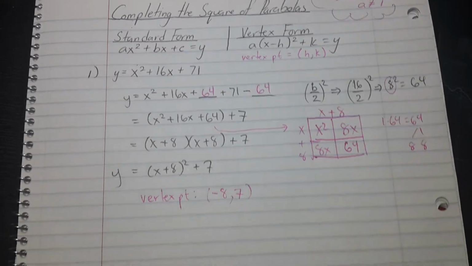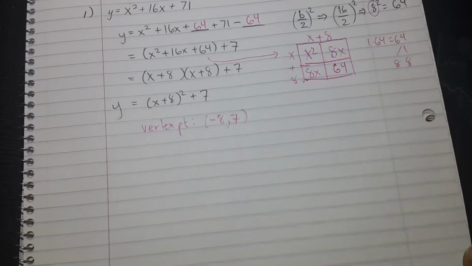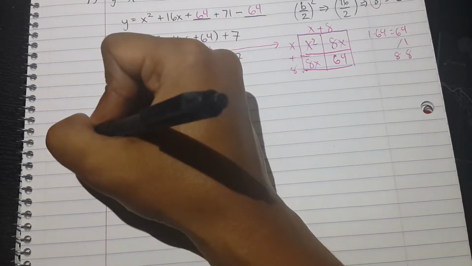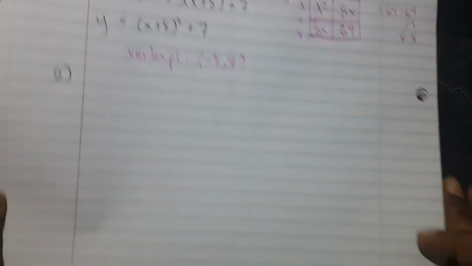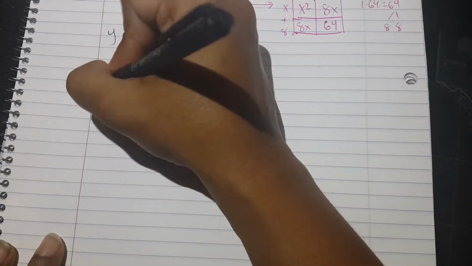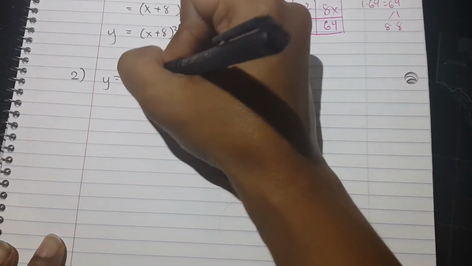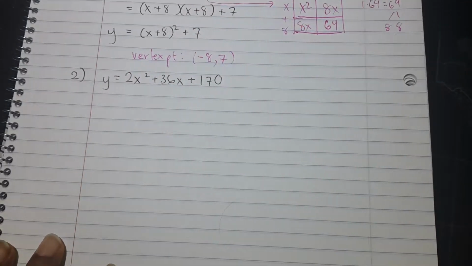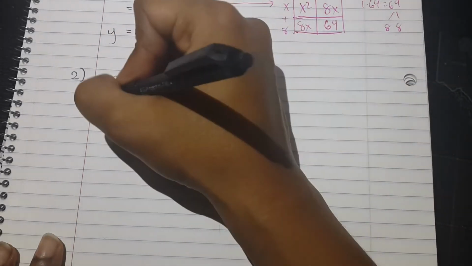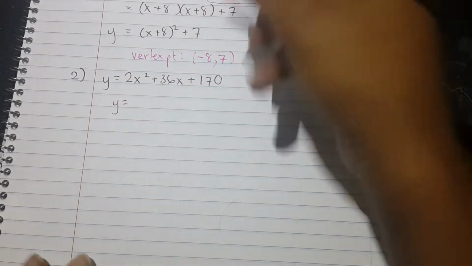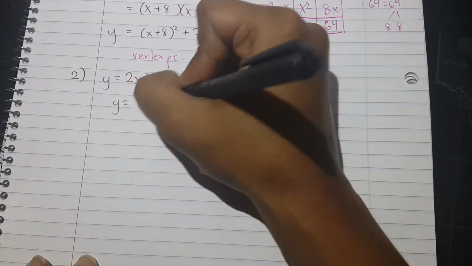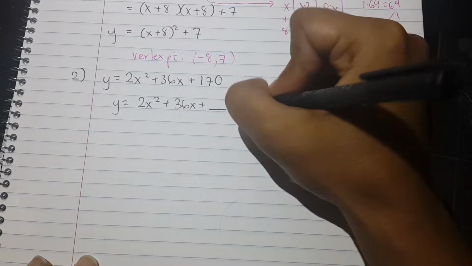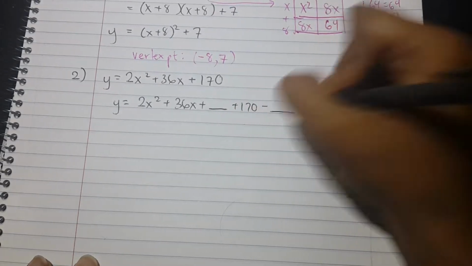So let's go into the situation where we don't have 1 as our coefficient. We have a different number. So that problem is going to be the following. We're going to start off with y equals 2x squared plus 36x plus 170. So again, you want to start off in the same way until you get comfortable with this. Then you can start off however you want. So I'm going to write 2x squared plus 36x plus, and then I leave a space, plus 170 minus, and then I leave another space.